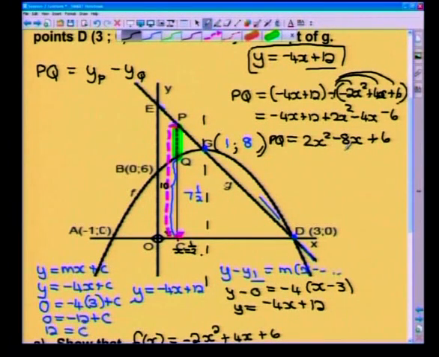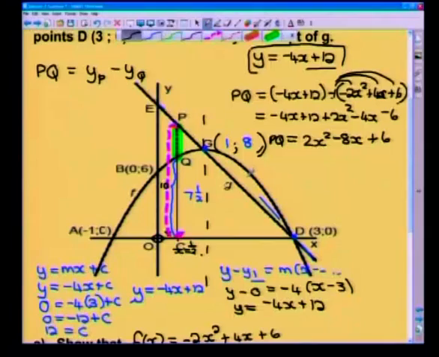Now that expression represents the distance between the two graphs at that point. Obviously, if I was down here, the parabola would have been higher than the straight line. So it just depends where we are. If we're here, parabola, subtract straight line. Here, straight line minus parabola.